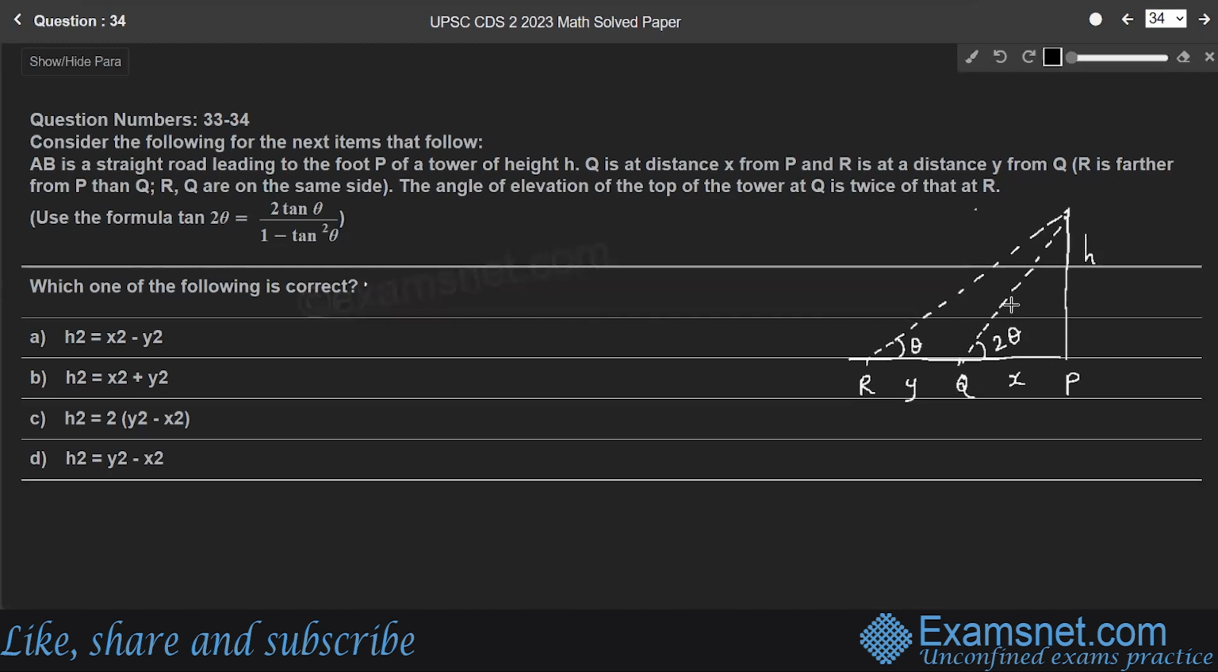Question 34, which one of the following is correct? In the previous question itself, we have proved that h square is equal to y square minus x square. That means here y should be strictly greater than x, right? So to find the height of the tower, this RQ distance should be greater than the PQ distance, right? Therefore, option D is the right answer. h square is equal to y square minus x square, right? Option D.